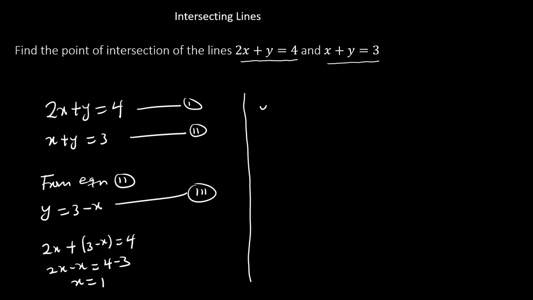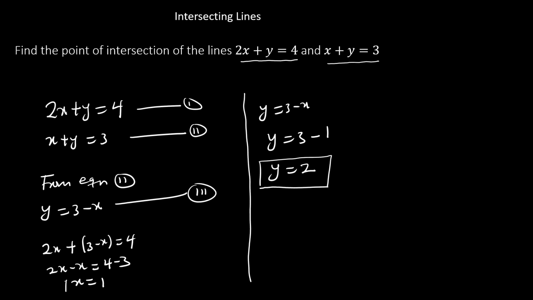Then from equation 3, we have y equal to 3 minus x, which is 3 minus 1. And we have our y to be equal to 2. So we have y equal to 2 and x equals 1. So the coordinate of the point of intersection of these two lines is the point (1, 2). Again, these two lines intersect at the point (1, 2). And that is simply how we can find the point of intersection of two lines that intersect. Don't forget, simply solve the equations simultaneously.